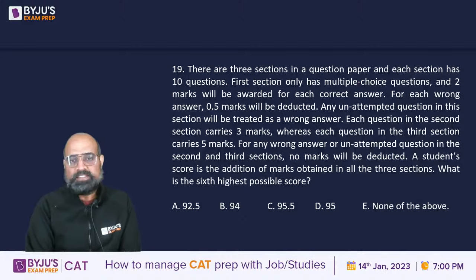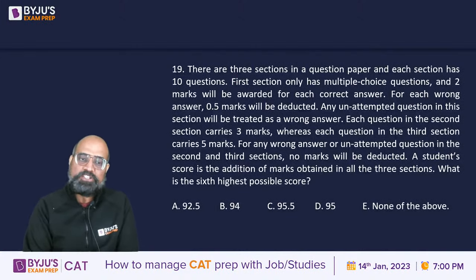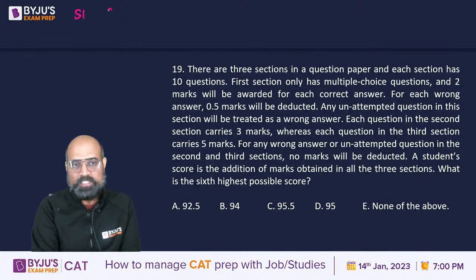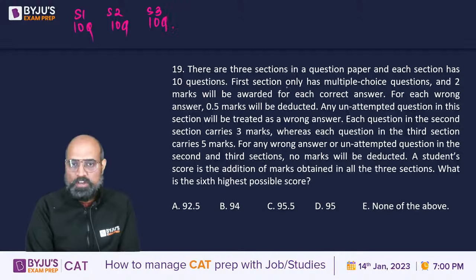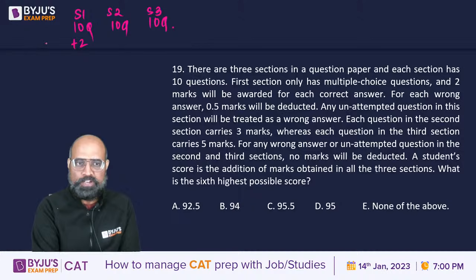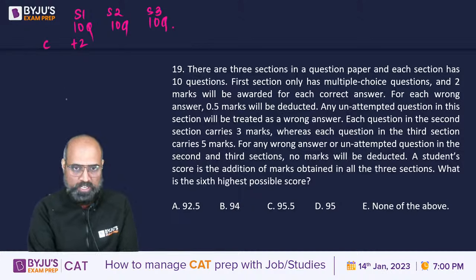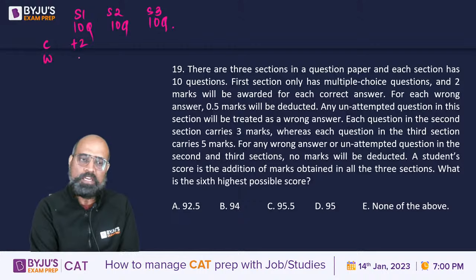Okay, there are 3 sections in a question paper and each section has 10 questions. Section 1, section 2 and section 3. There are 10 questions, 10 questions and 10 questions. First section has only multiple choice questions and 2 marks will be awarded for every correct answer, and for each wrong answer 0.5 marks will be deducted. Any unattempted question in this section will be treated as a wrong answer. So for wrong, half a mark is deducted, and for unattempted also half a mark is deducted.